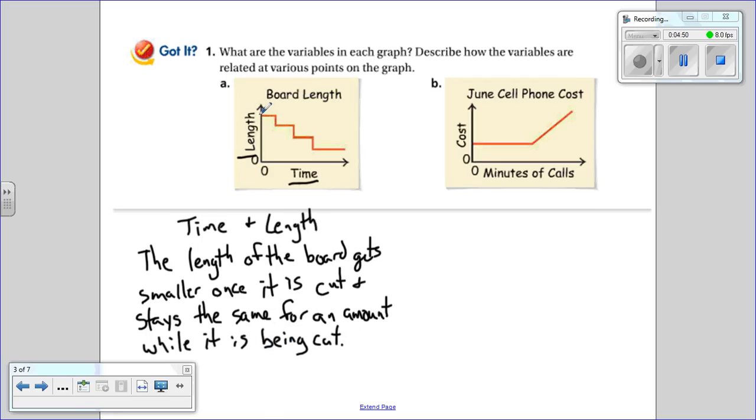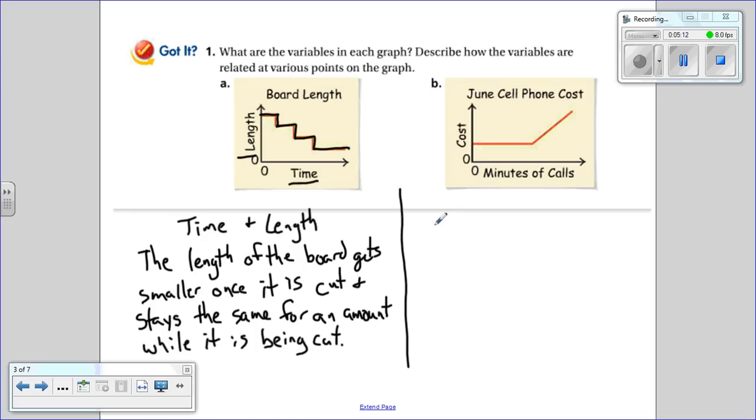So your board, it's being cut, it's staying the same, and then all of a sudden the cut happens and it drops. Board stays the same, you cut it, it drops. Stays the same, stays the same. Cut it, it drops, and then the board stays the same for the duration of the graph.